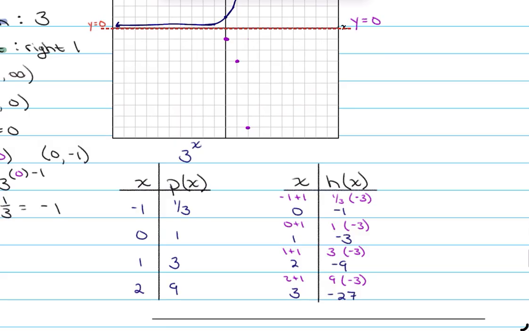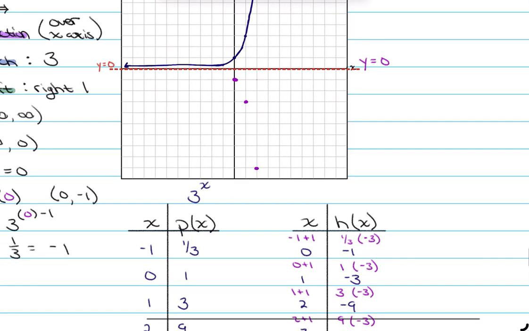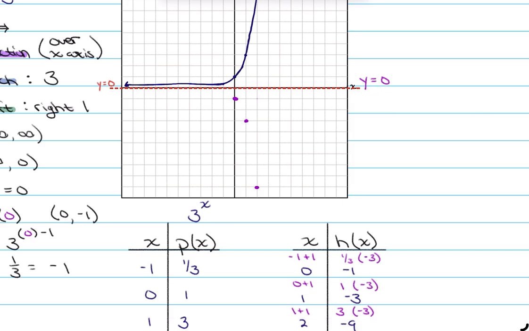Okay. And we will look like this guy. And it's going to get really steep really fast. Okay. All right. That is our medium example.